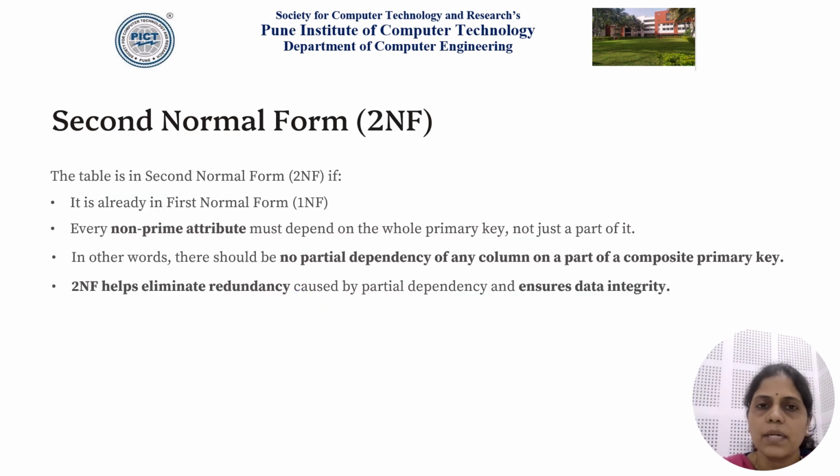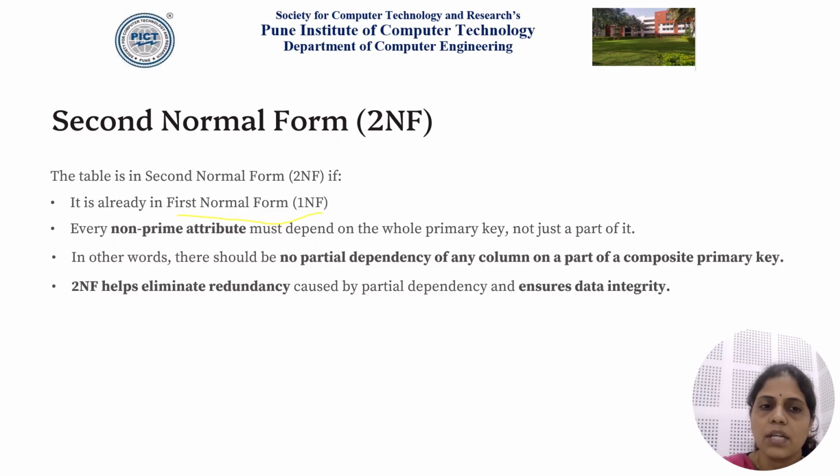Second normal form. The requirements of a relation to be in the second normal form are: it has to be first in the first normal form. Then the second one is every non-prime attribute must depend on the whole primary key, not just a part of it. In other words, there should not be any partial dependency of any column on any part of a composite primary key.